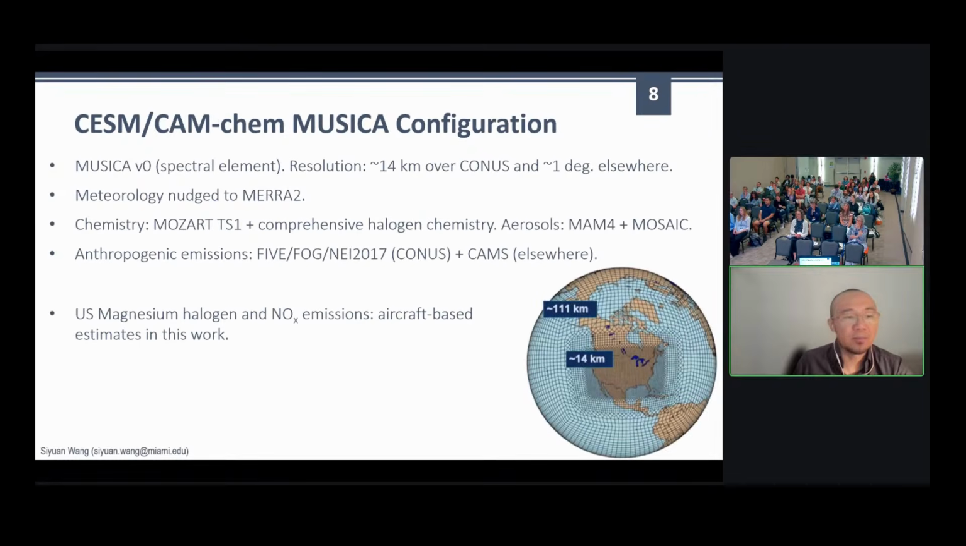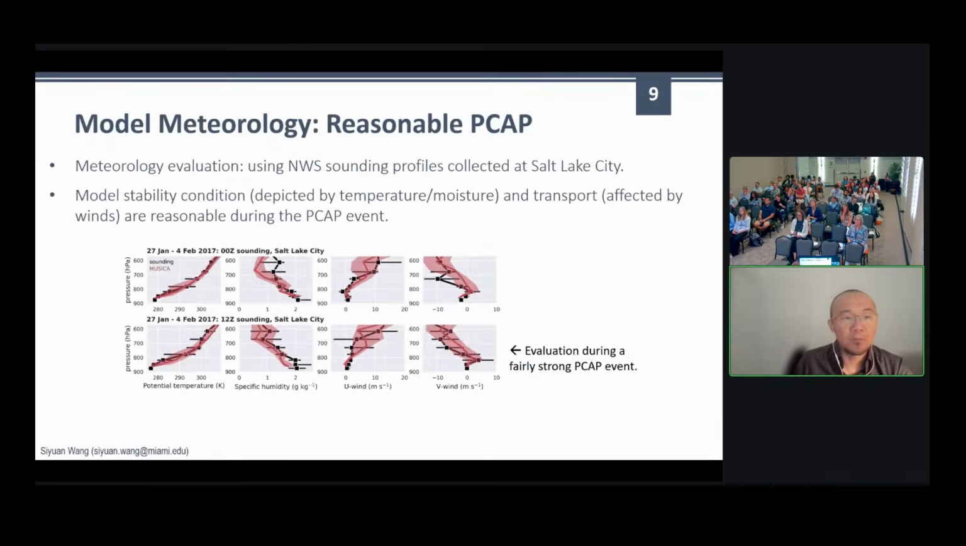So here I'm listing some high-level summaries of the model. MUSICA is essentially a global model with regional refinement capability. In this configuration, the horizontal resolution is about 14 kilometers on the corners. To evaluate the impacts of industrial halogen emissions on air quality, the observation-derived halogen emissions are included in the model. So okay, firstly, let's take a look at the model meteorology.